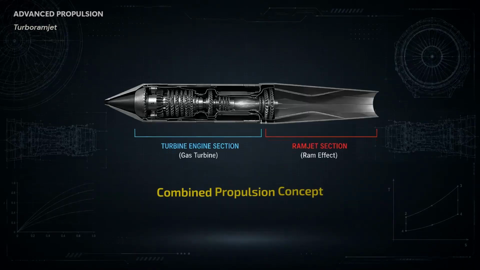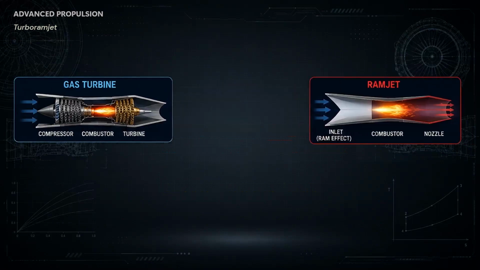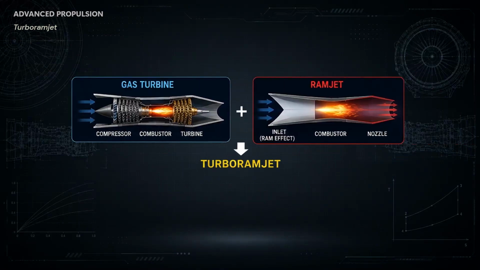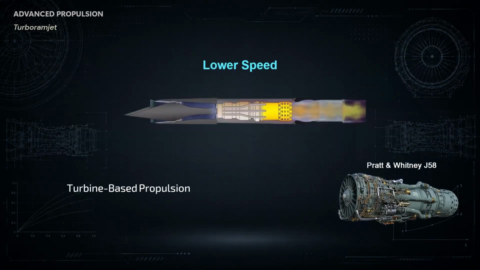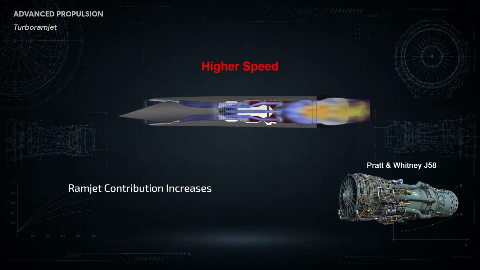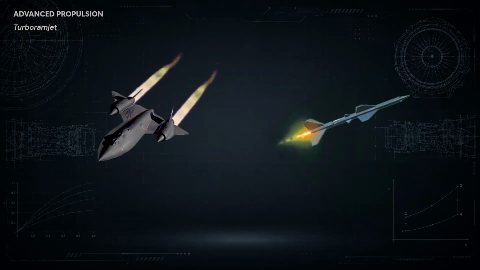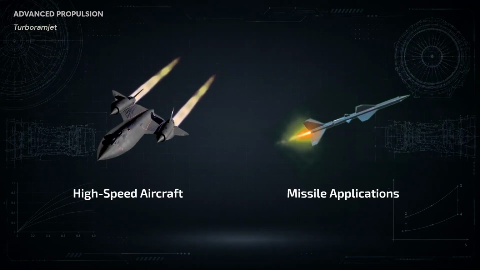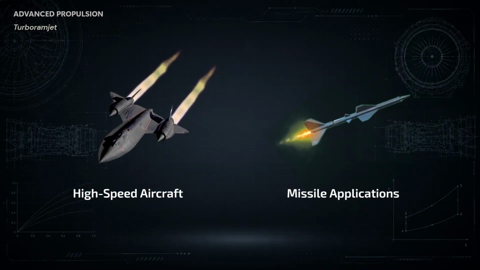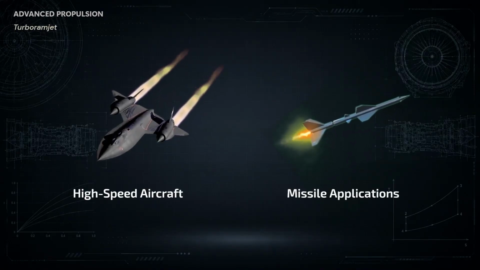Another interesting concept is the turboramjet. This combines features of a conventional gas turbine and a ramjet system. At lower speeds, the turbine-based portion can provide propulsion. At higher speeds, the ramjet portion can become increasingly important. This type of combined propulsion system has been investigated for high-speed aircraft and missile applications.